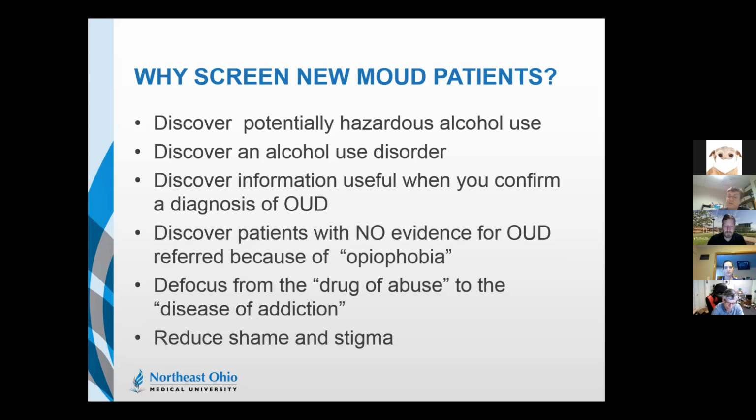Doing this screening helps us to defocus from the drug of abuse to the disease of addiction. And it helps us to get away from asking that patient to tell us their inventory of all the bad and shameful things they did while they were on drugs. Tell me all about your drug use. When did it start? What happened next? How many times have you failed out of treatment? And it lets us instead ask some pointed, directed questions that help us to say, yeah, you really do have this disorder of opioid use disorder, and that we have ways to treat that and manage it.